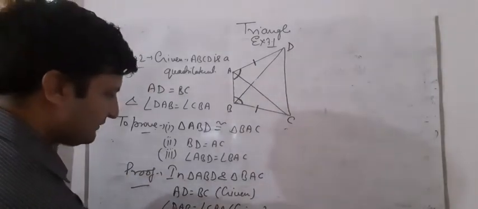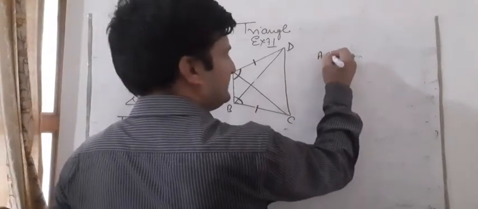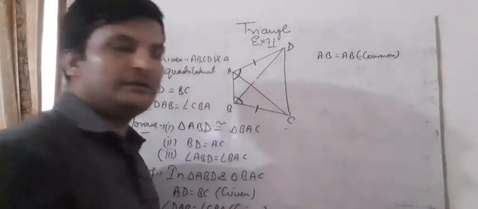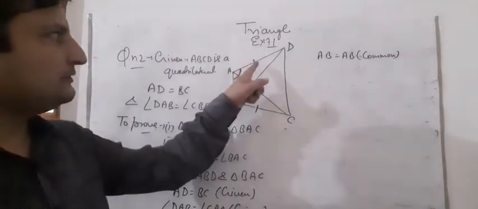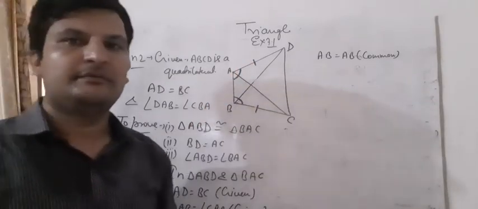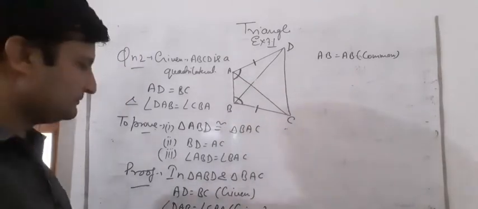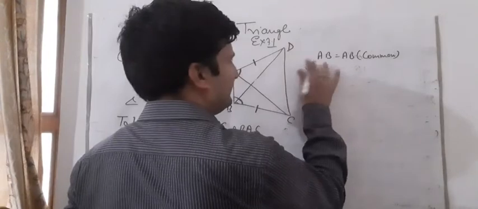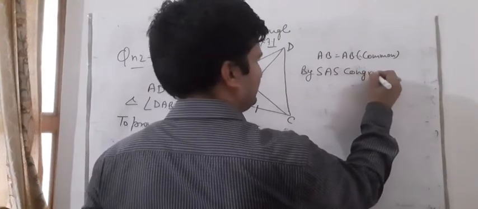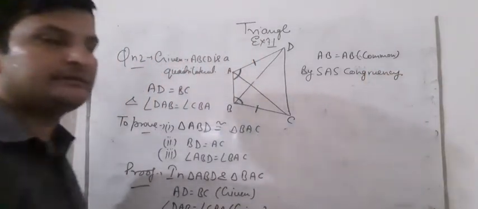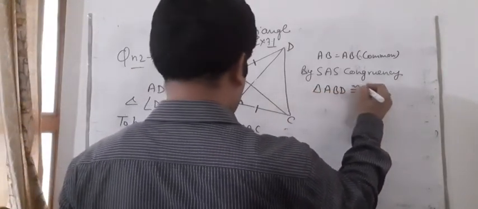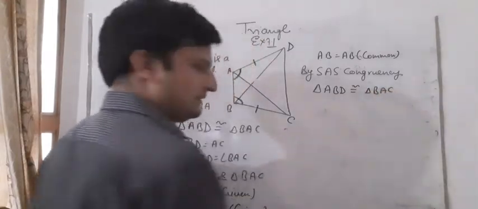It is not visible here, so we can write it here. AB is equal to AB. It is common. So students, which property can we use here? We can use side, angle, side, because AB is equal to AB, as it is common. So we can write it by SAS congruency. By SAS congruency, what happens, students? Triangle ABD is congruent to triangle BAC.